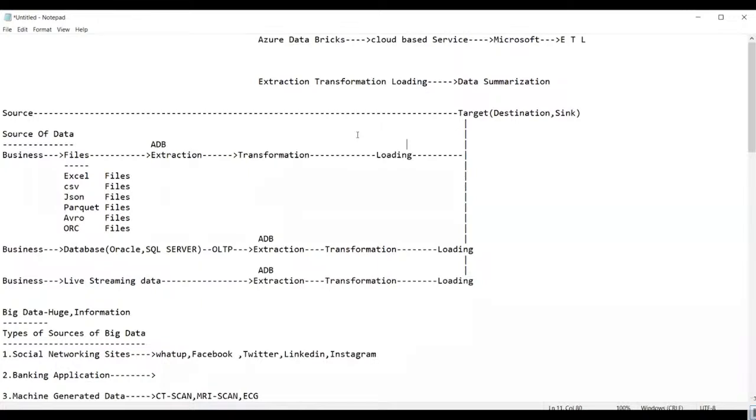But here you will have to write the code for everything: extraction, transformation, and loading. Basically, using ADB, you can design. It is mainly focused on data visualization, that means performing analysis on the data, etc.